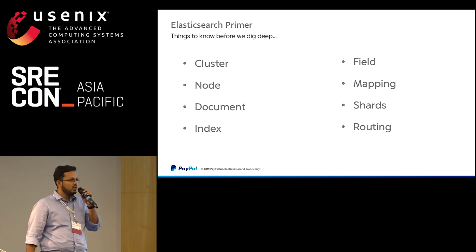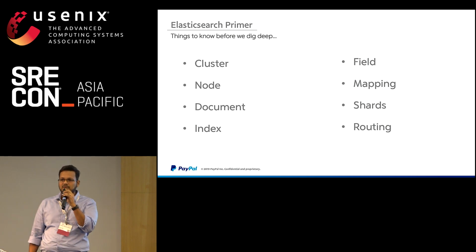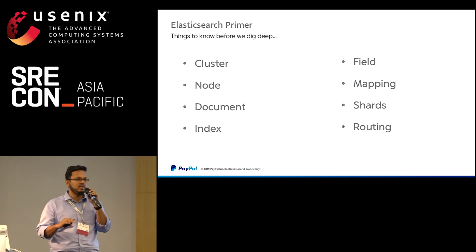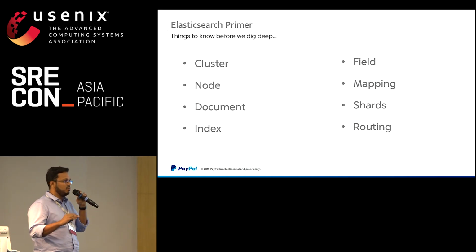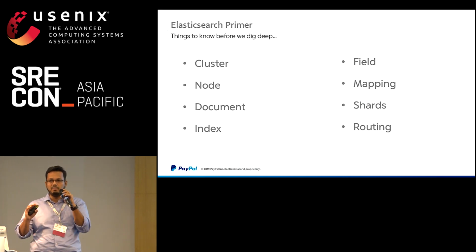Before we go on to what it means for scale, there are certain things you need to understand in terms of terminology. These are terms that will come later in the talk, and I just want to make sure that we mention them. So Elasticsearch, like I said, is distributed, so we have a concept of a cluster. A cluster is nothing but a group of nodes that share the same name.